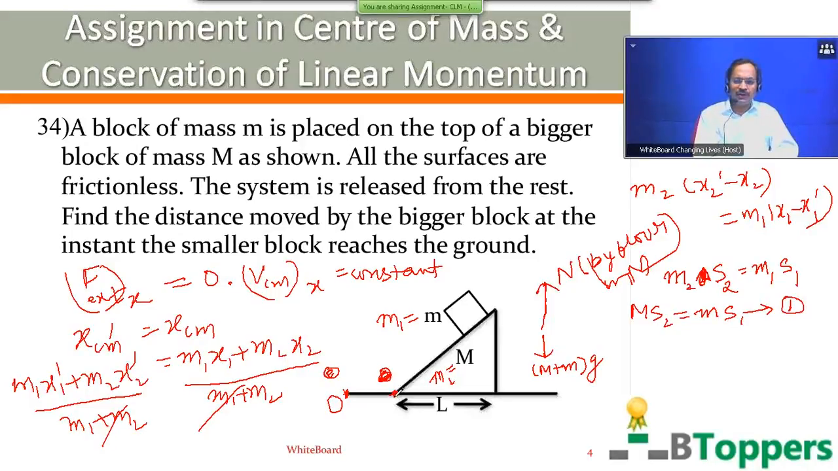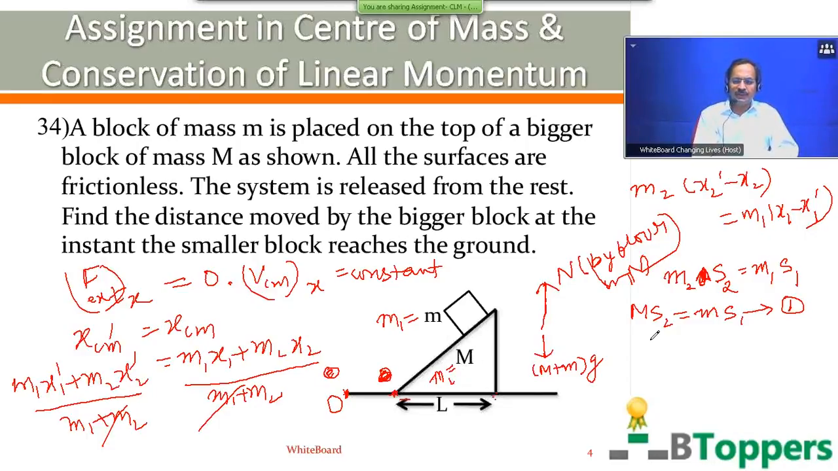So when the smaller block reaches the ground, the horizontal distance through which the smaller block moves towards the left side relative to the bigger block is equal to L, because the two horizontal displacements of mass m1 and m2 are in opposite directions.